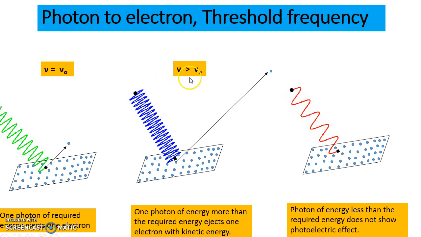If nu, the frequency of the incident light rays, is greater than nu naught, then the electron is ejected along with energy equal to the kinetic energy. In case, if the frequency of the incident beam is less than the threshold frequency of the metal, then no photoelectric effect occurs.